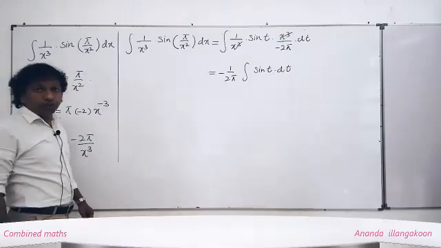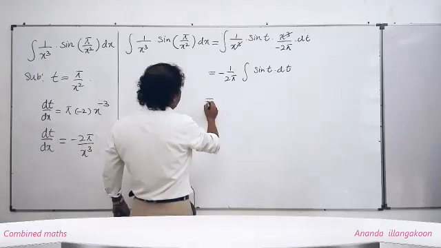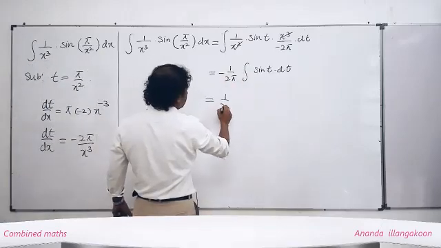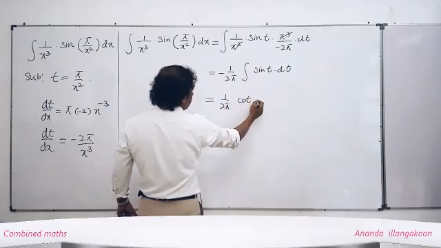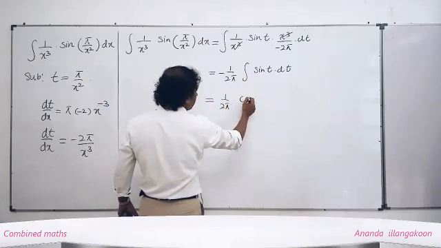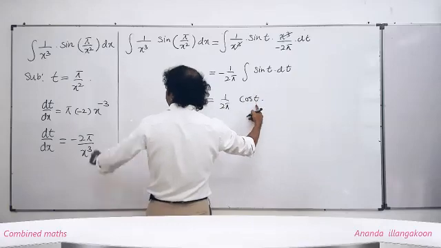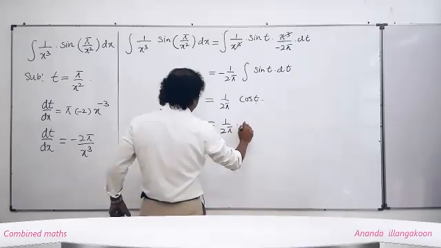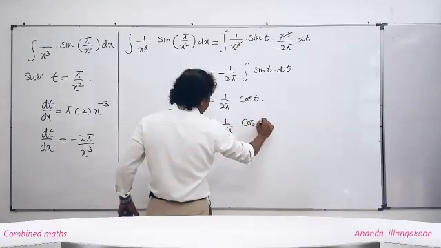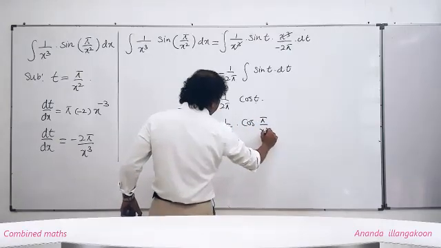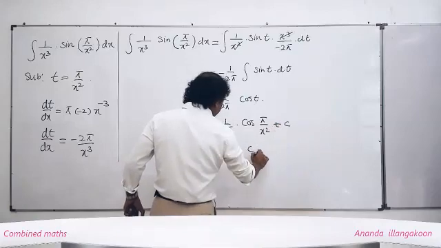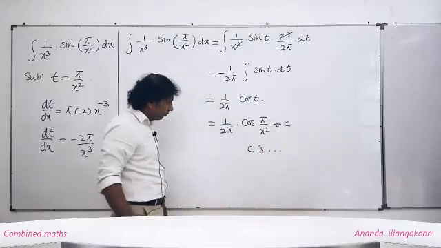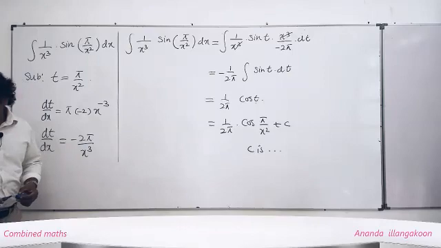The integral of sin t is minus cos t. That minus and this minus make plus. Cos t, where t is this, so cos(pi by x squared) plus c, where c is any constant. That way we get that answer, right?